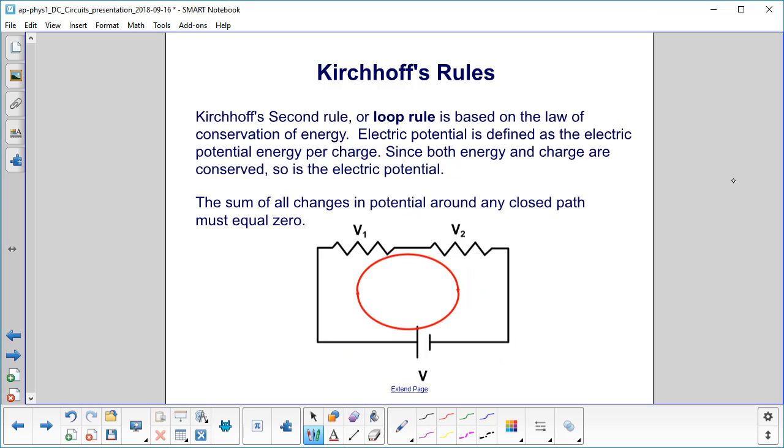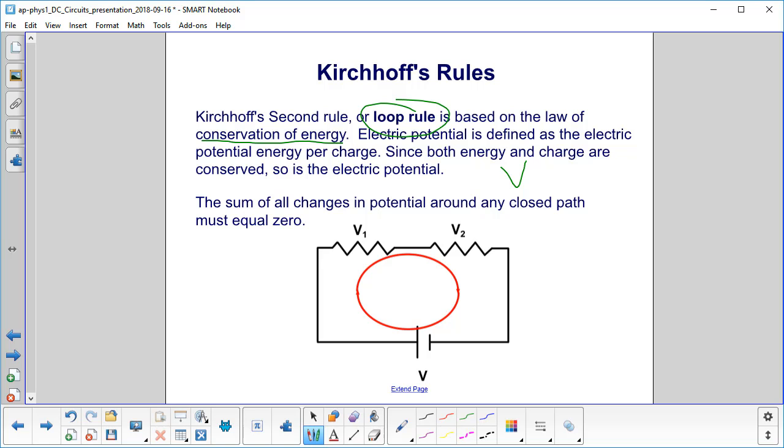Kirchhoff's second rule, or loop rule, is based on the law of conservation of energy. Electric potential is defined as the electric potential energy per charge. Since both energy and charge are conserved, so is the electric potential, or V. And once again, we talked about this earlier too when we dealt with resistors in series.